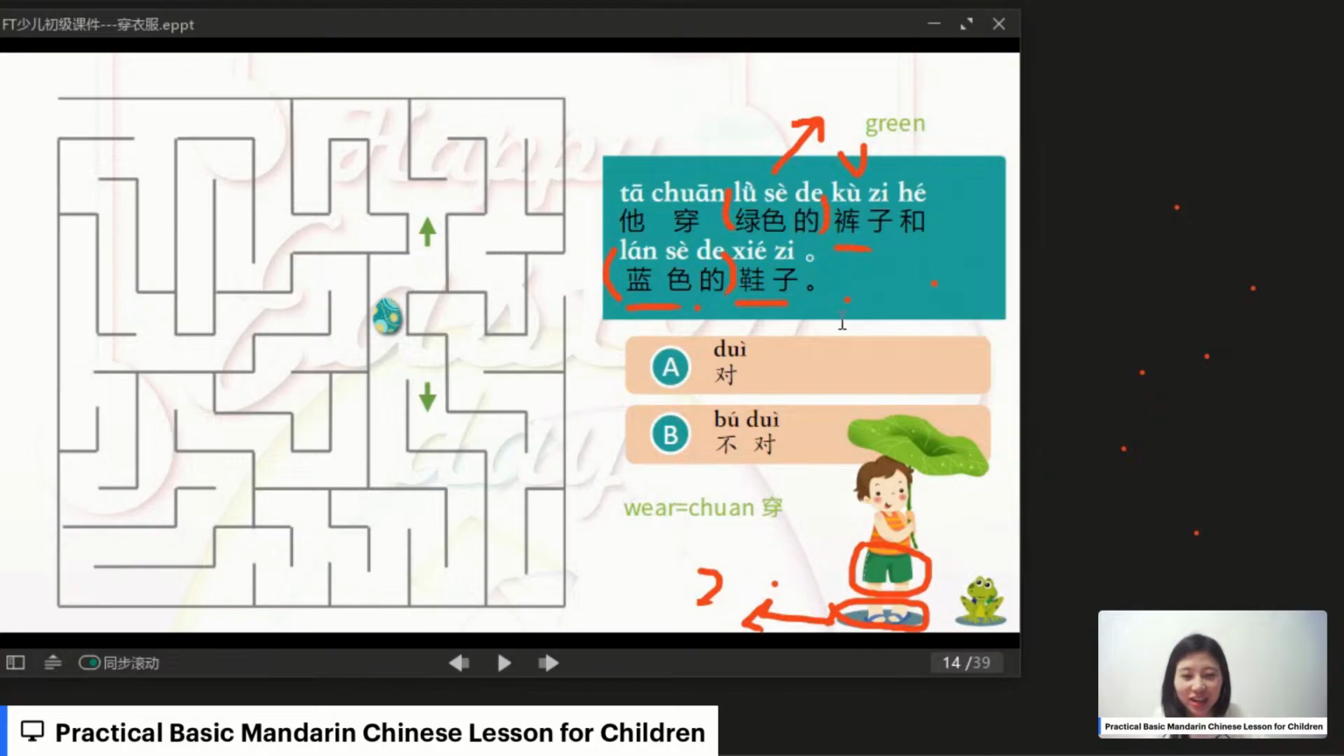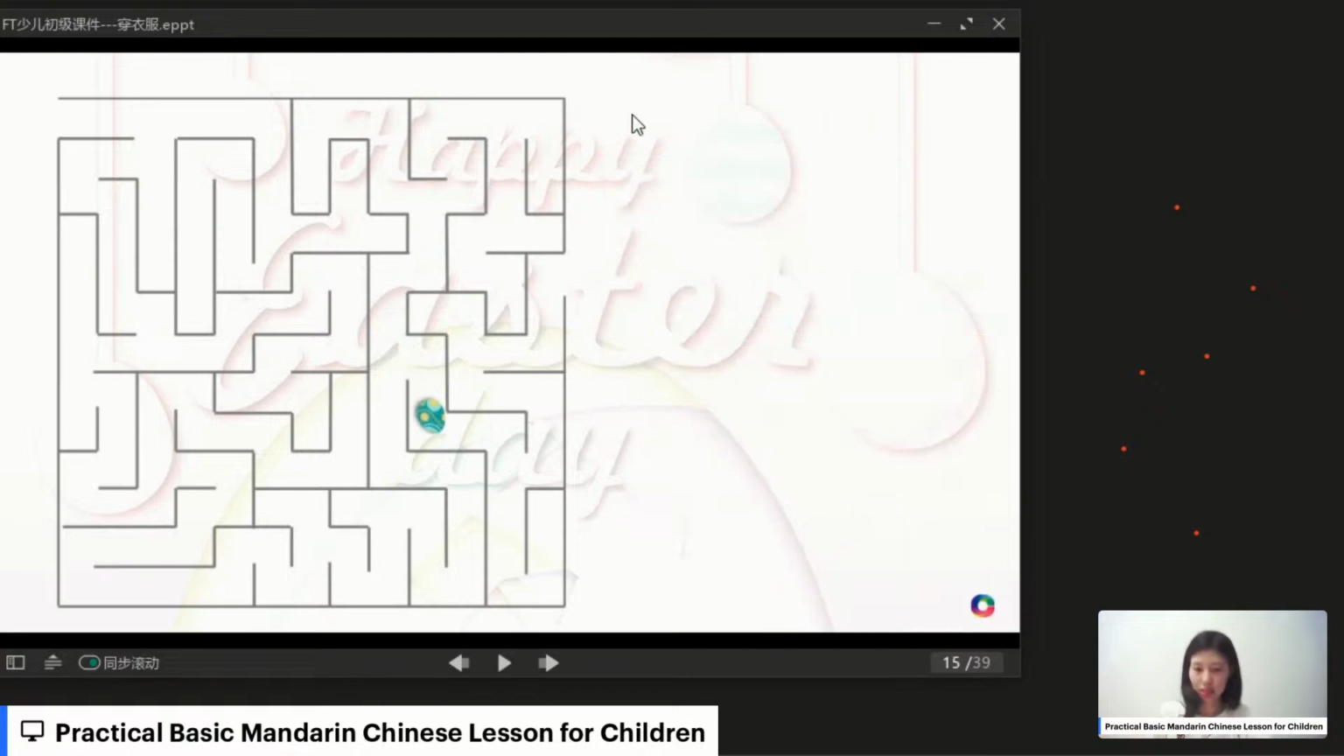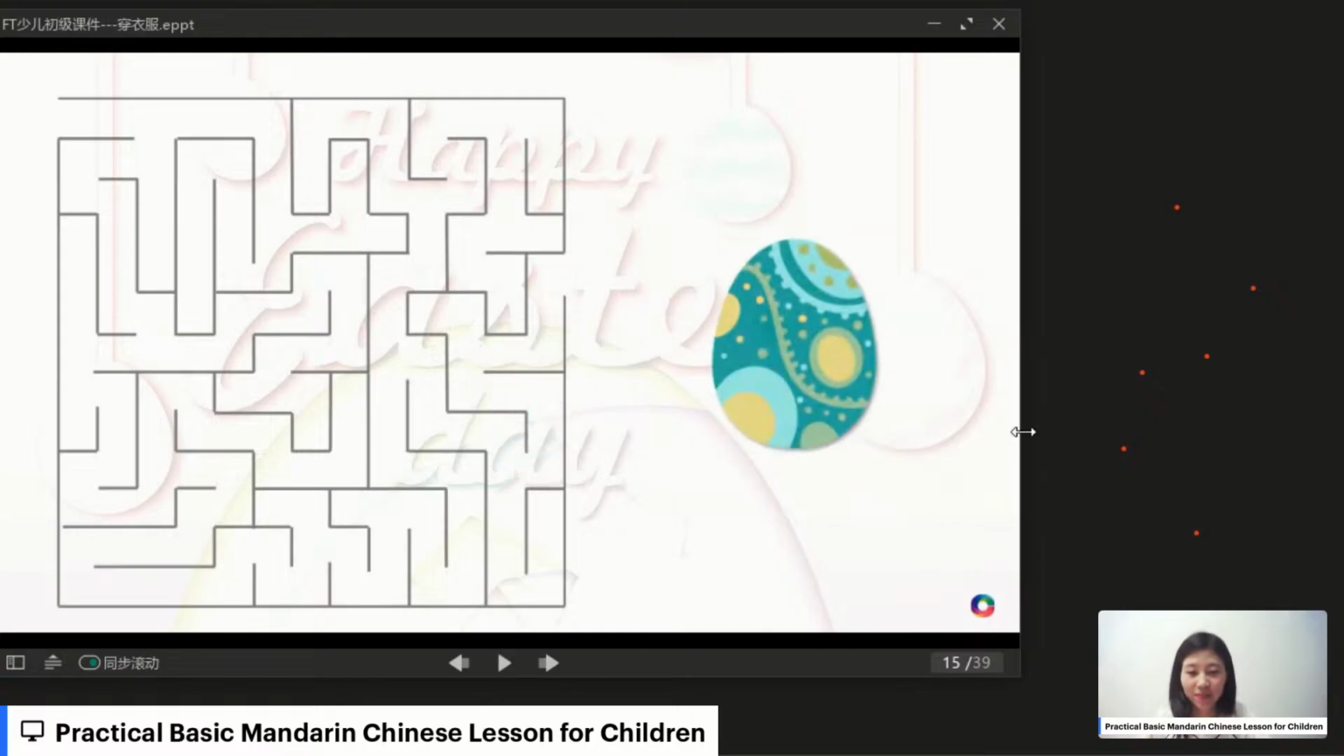So here it's talking about 他穿, which means he's wearing green pants and blue shoes. So in that case, the sentence is correct. So this is a 对.